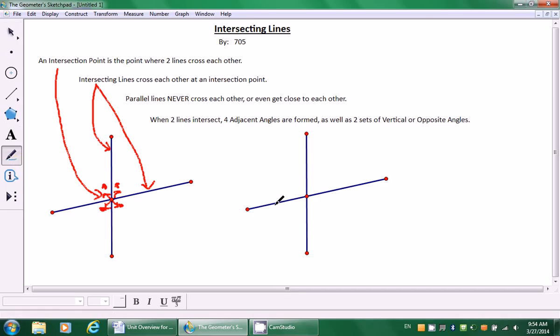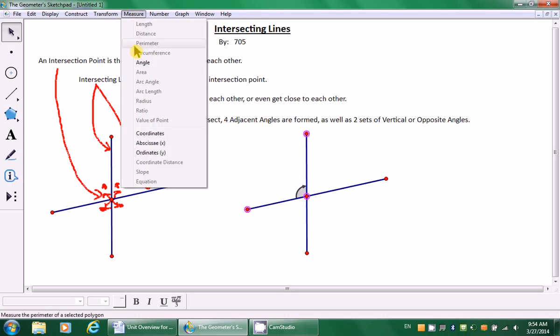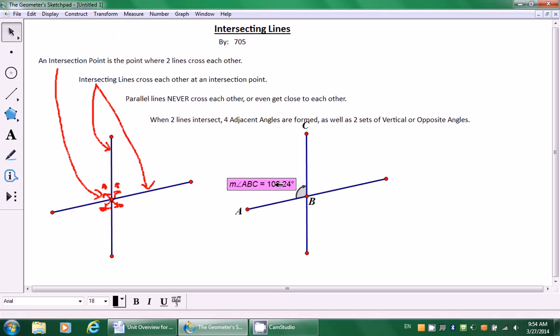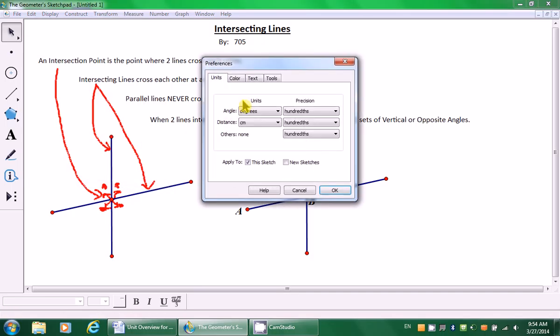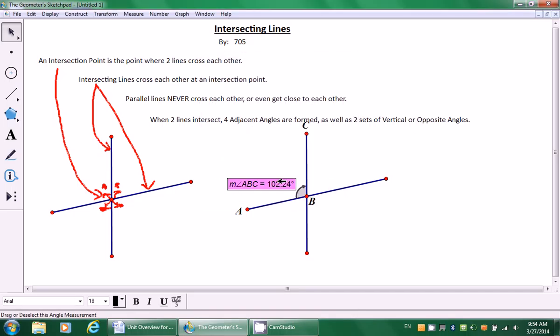So we first have this angle right here. So let's measure it. Endpoint, vertex, endpoint. Let's go to Measure, Angle. Oh, you know what we forgot to do? Sorry. Let's go to Edit, Preferences. Let's change the angle precision to units. Click OK. And I'm going to measure that angle, angle ABC. Go to Measure, Angle. And we get, in my diagram, 102 degrees.